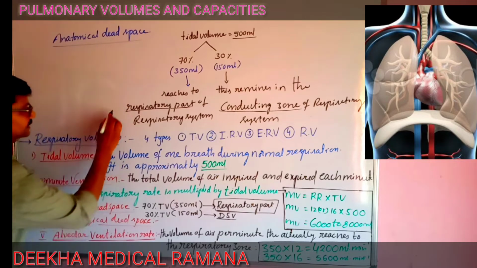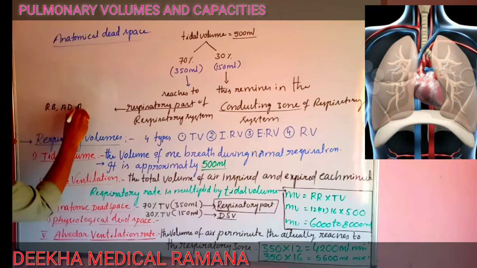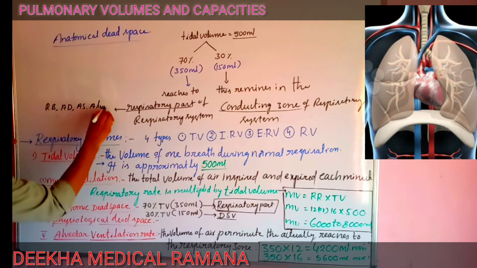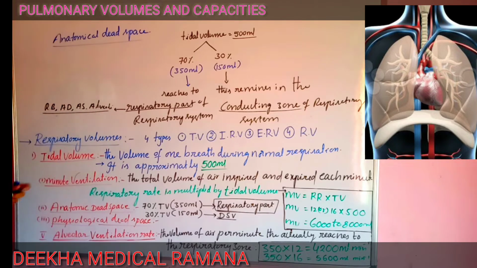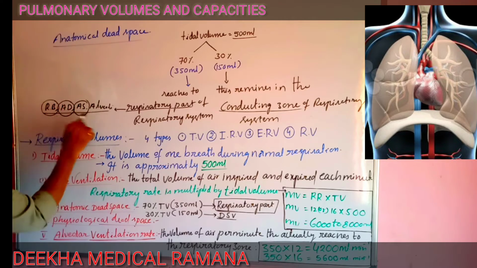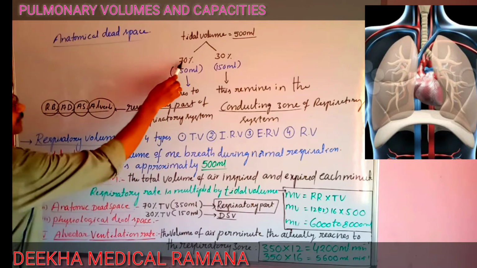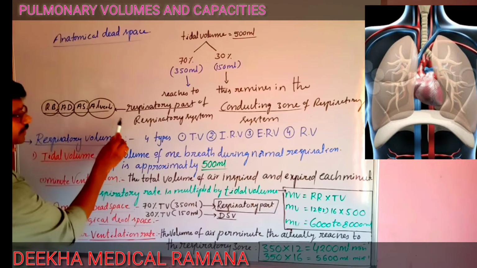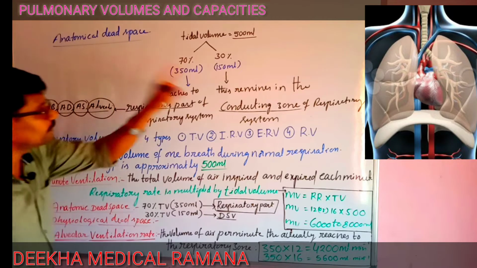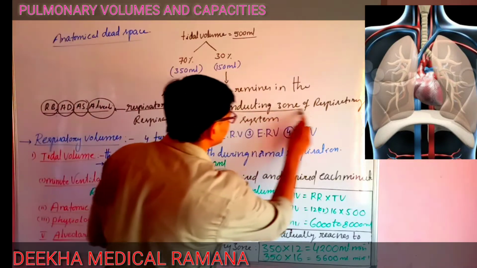What is the respiratory part? The respiratory part is the respiratory bronchiole, alveolar duct, alveolar sac and alveoli. These four parts make up the respiratory part of the respiratory system. So among the 100% of air, only 70% reaches the respiratory part of the respiratory system, right? But the rest, 30% or 150 ml of air, remains in the conductive zone of the respiratory system.